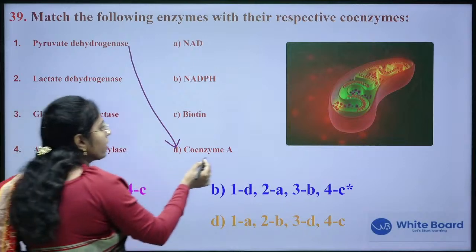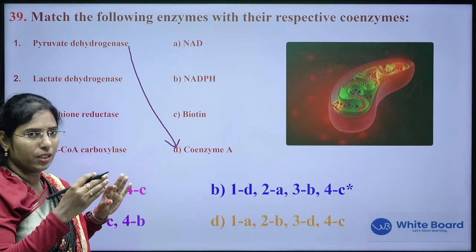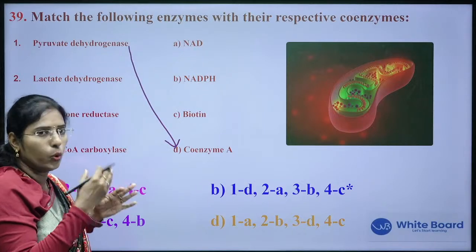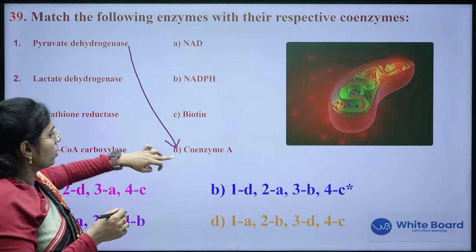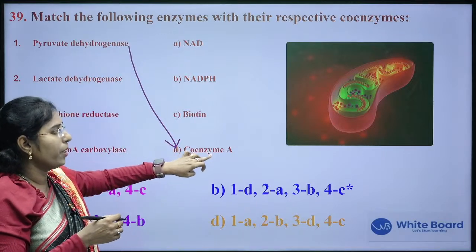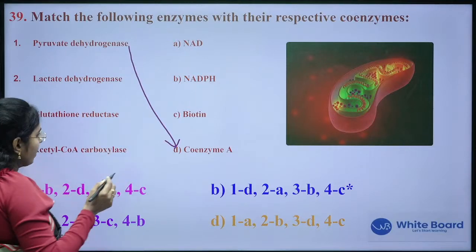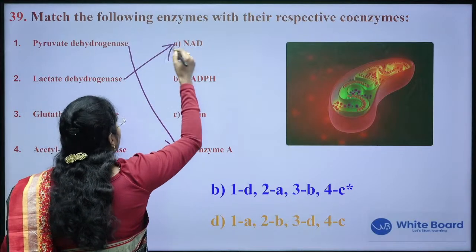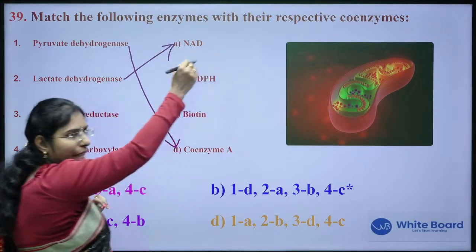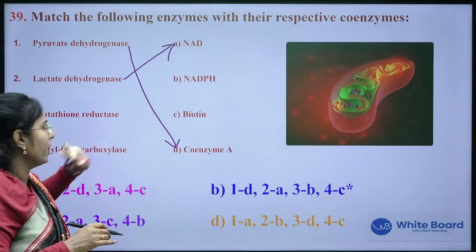So, what will coenzyme A do? This will help in acetyl transfer, transferring the acetyl group. So the pyruvate dehydrogenase enzyme's coenzyme is coenzyme A. Next one, lactate dehydrogenase enzyme. For lactate dehydrogenase, NAD, nicotinamide adenine dinucleotide, acts as the coenzyme.